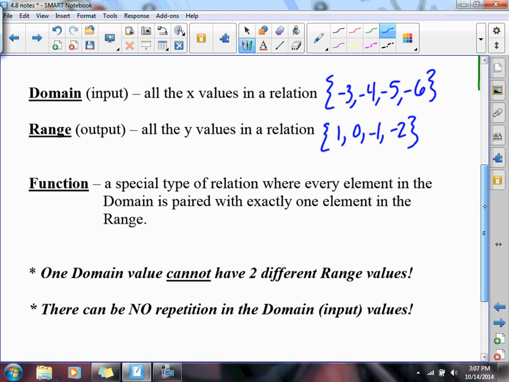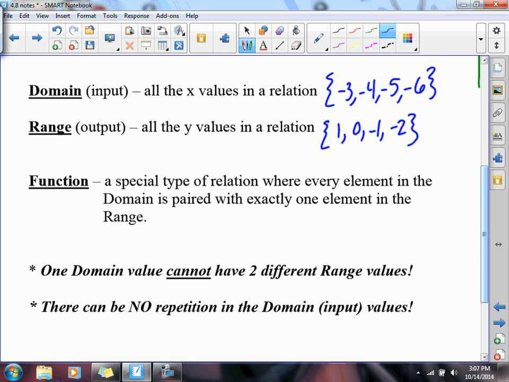Now, a function is a special type of relation where every element in the domain is paired with exactly one element in the range. And we've talked about functions before. In a previous chapter, we were introduced to them, and we talked about how one domain value cannot have two different range values. And we talked about it in terms of a vending machine or a pop machine. So the domain value is kind of like the button that you push, and the range value is kind of like the pop that you get out.